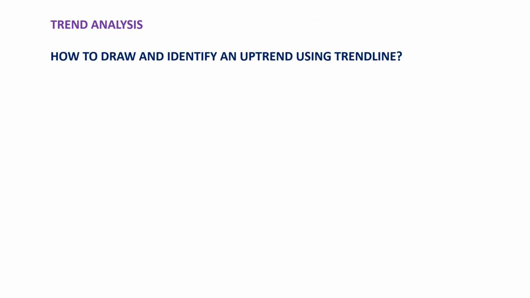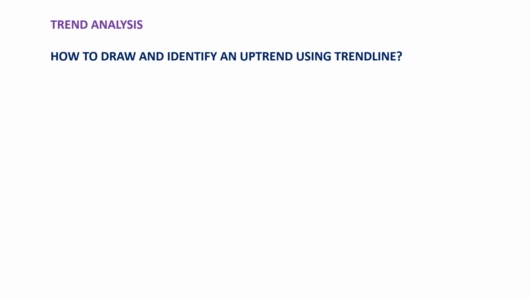In this segment, we will be exploring a crucial aspect of price action analysis called trend analysis. Understanding trend is essential for identifying the overall direction of the market and making informed trading decisions. So let's get started. How to draw and identify an uptrend using a trend line.